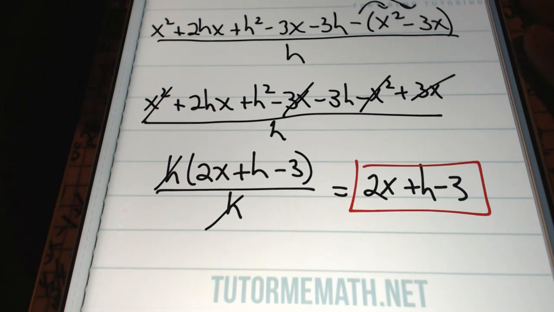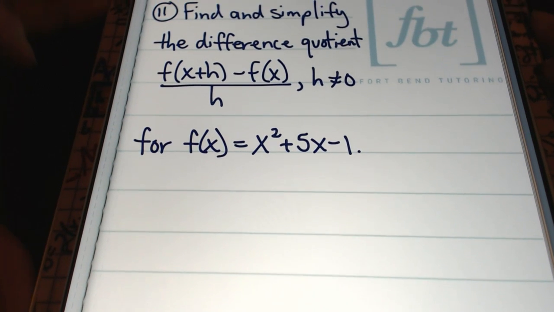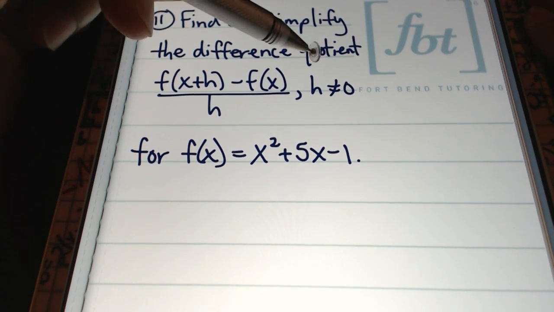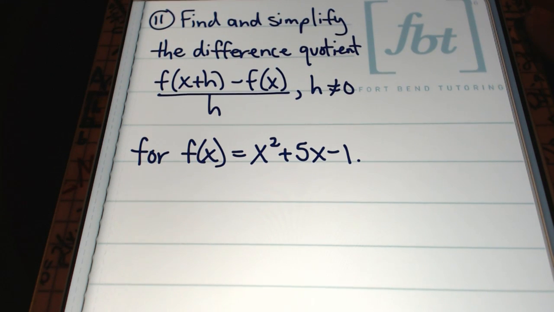All right. So for instance, let's check out our next problem here. Notice, what does it say at the beginning? It says that we have our difference quotients here. And what does it say about h? It says h cannot equal 0. So that's already defined as far as the values of what value h can be.